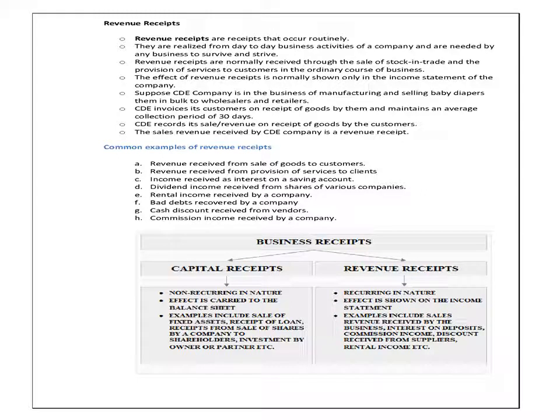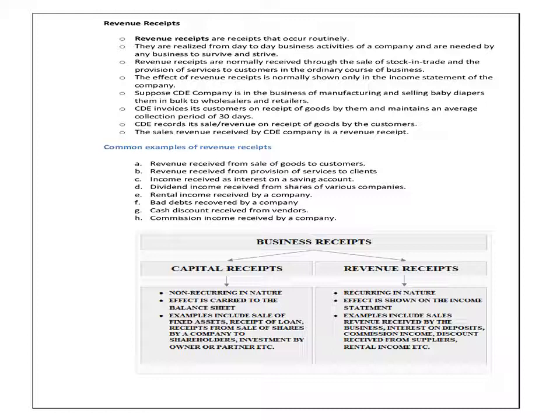Now next, revenue receipts. Revenue receipts is just the opposite of capital receipts. They occur routinely, in all day-to-day activities. Here also I have given you an example. Suppose a company is in the business of manufacturing and selling baby diapers. Now the company invoices its customers. These baby diapers are being sold to the customers and they are receiving the money. This is called a revenue receipt. This is revenue to the company.